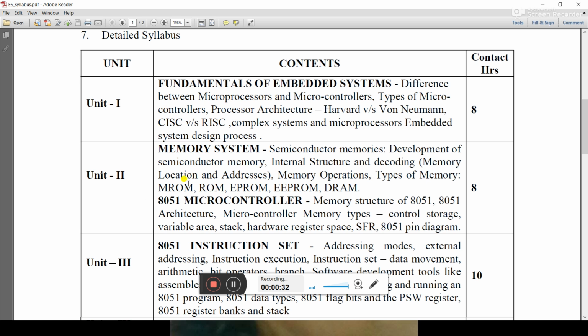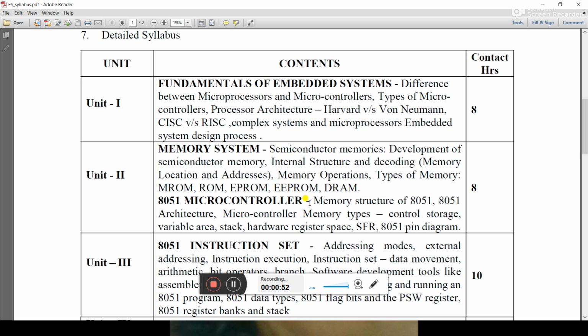Types of memories: in the types of memory you will learn about MROM, PROM, EPROM, EEPROM and DRAM. So these types of memories you will learn, and another part of this unit is the 8051 microcontroller.